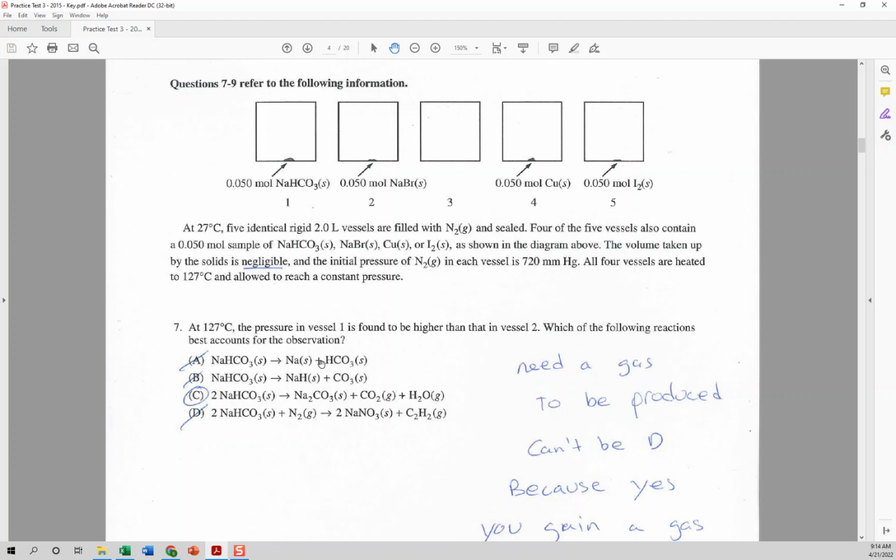Well, if we look at this, it's just producing more solid, so it can't be that. That doesn't give us more gas, all right? B, again, just produces solid, doesn't produce gas. C does produce a gas, 2 gas particles, okay? And D produces a gas, but notice it also consumes a gas. So D, you would end up with the same number of molecules of gas. You could consume a nitrogen, and then you would gain a C2H2, ethine. So that wouldn't do it. So it has to be C.